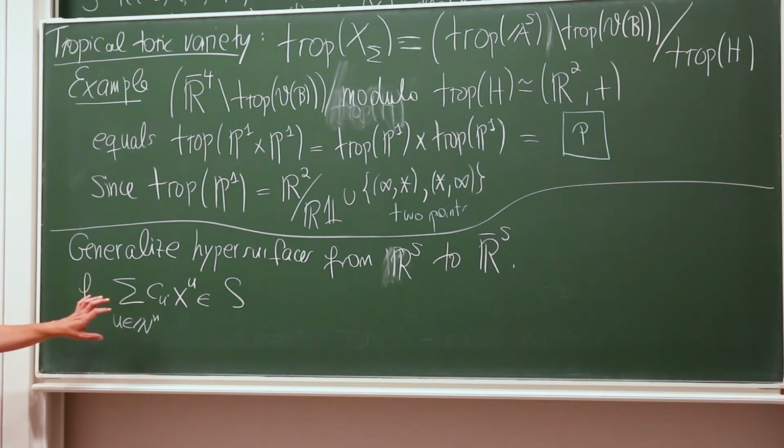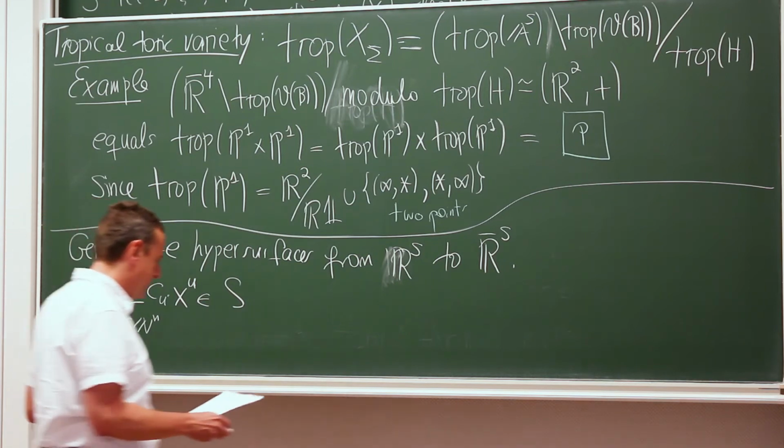But I want you to think about this polynomial as an infinite sum over all infinitely many lattice points in N to the n. It just so happened that most of the coefficients are zero. Okay? I'd like you to think about a polynomial as an infinite sum, but all but finitely many of the coefficients happen to be zero. But same old polynomial. Okay?